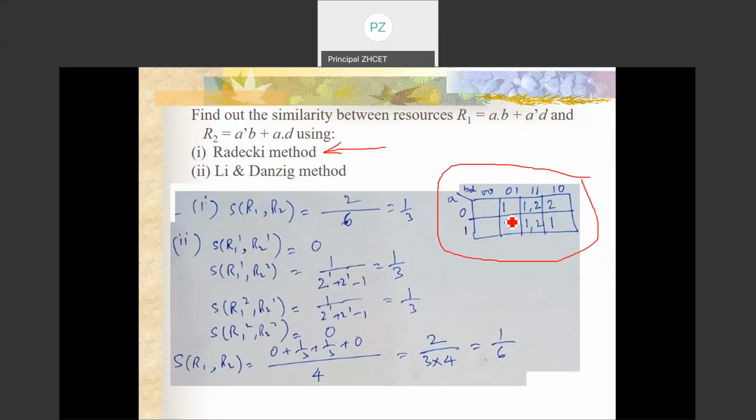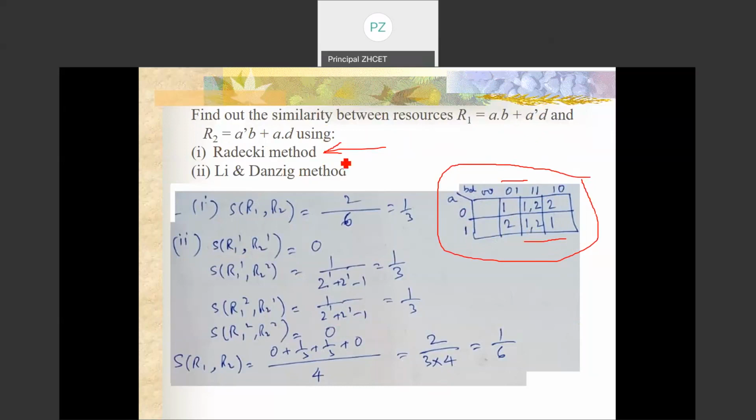R1 as AB. So R1 as AB will be these two, right? AB, A, and then I have B. That is why I've written 1, 1, right? And A bar D. So A bar D is these two. So I have again written 1, 1.